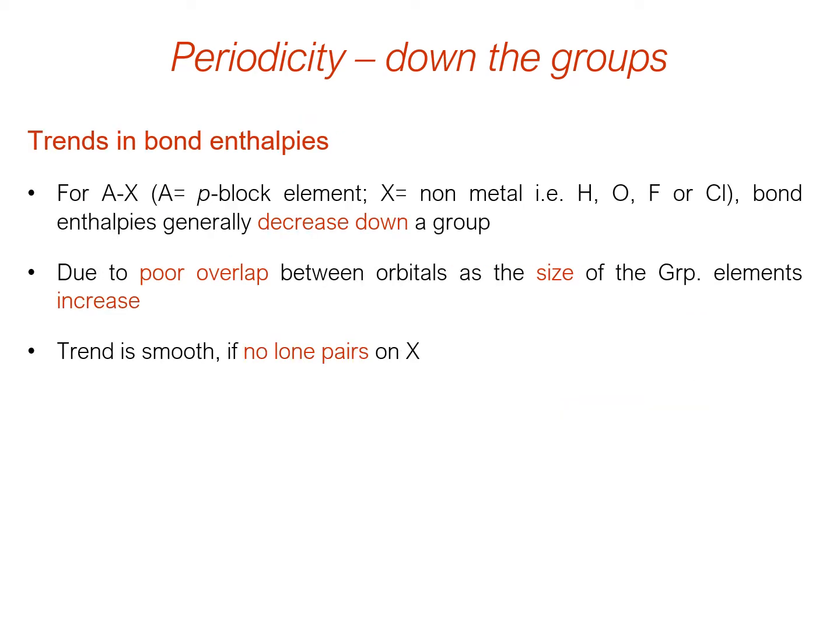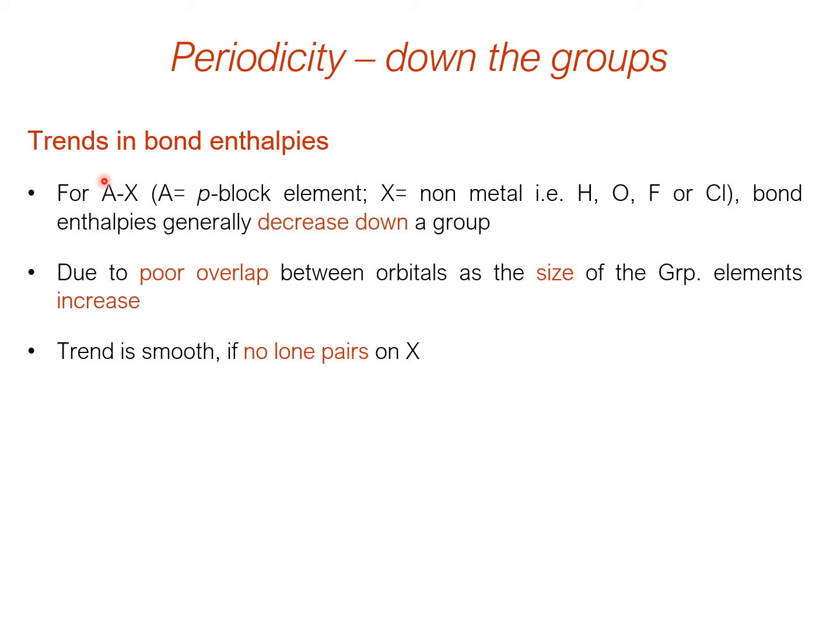And finally, let's look at what happens to the trend in bond enthalpy as we go down the group. So we've just touched on it with the inert pair effect, that as we go down the group, bond enthalpies decrease. So if you have a bond, say AX, where A is a p-block element and X is a non-metal, so something like hydrogen, oxygen, fluorine, chlorine, the bond enthalpy will generally decrease down a group. And this is because there's poor overlap between orbitals.